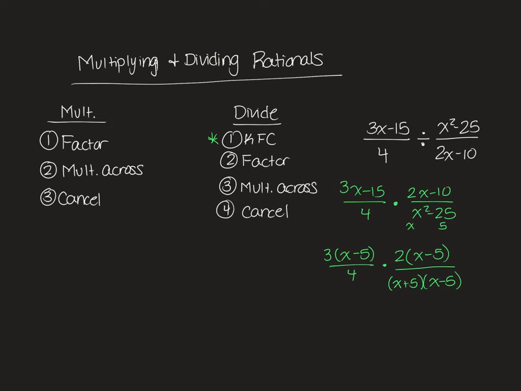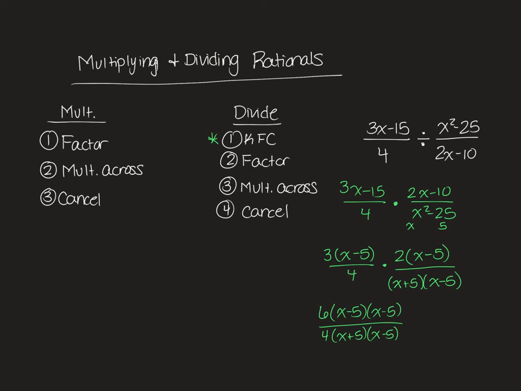Now we can combine our fractions. We can multiply straight across. So we got 3 times 2, which is 6, x minus 5 times x minus 5 over 4 times x plus 5 times x minus 5.